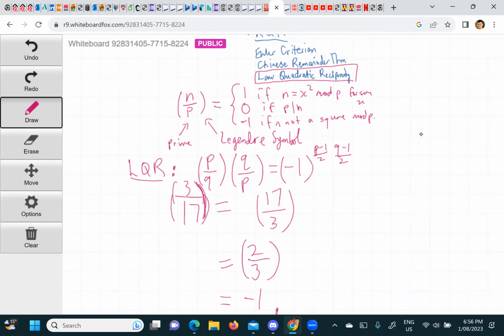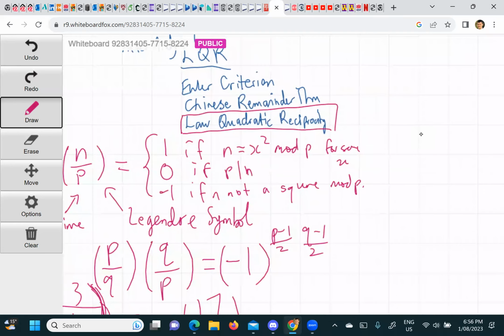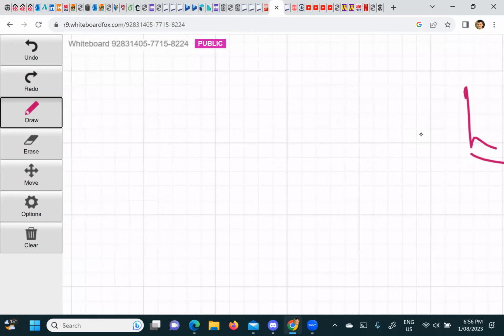So to prove this, actually, there are other things which should really be known as well. So this is Euler's criterion.